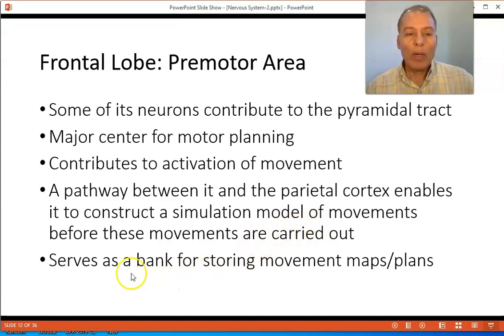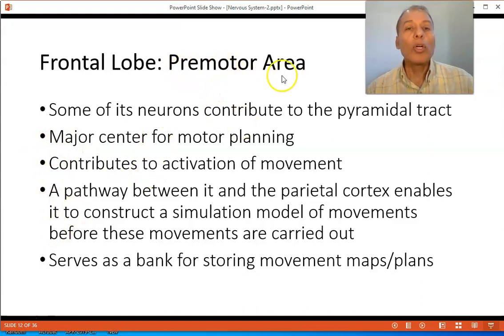In addition, the premotor cortex serves as a storage site for movements that you do. This way, the movements that you learn how to make are stored in that area, so that you do not have to relearn them. You only build upon them to improve your performance. So these are the major functions of the premotor cortex.